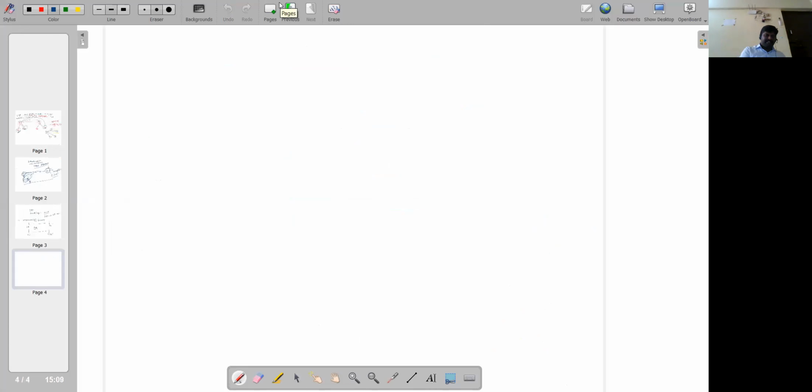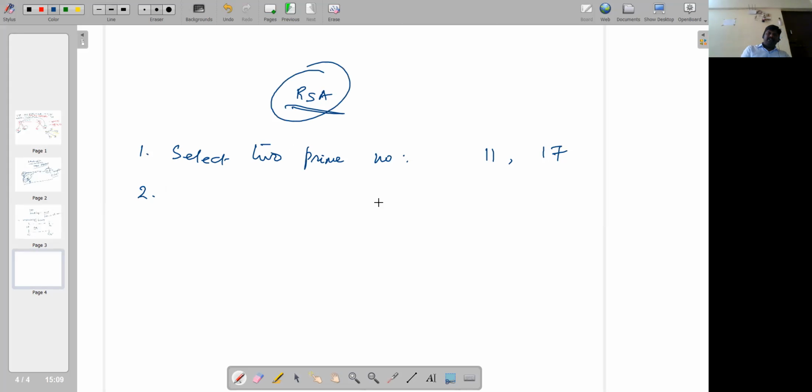So my first step is to select two prime numbers. Let's take 11 and 17, right? The second thing is that this RSA algorithm works based on prime multiplications, modulo, so n is equal to P multiplied by Q, which is 11 into 17.